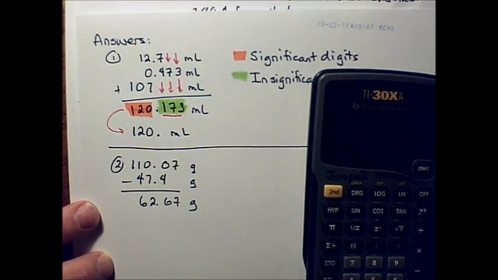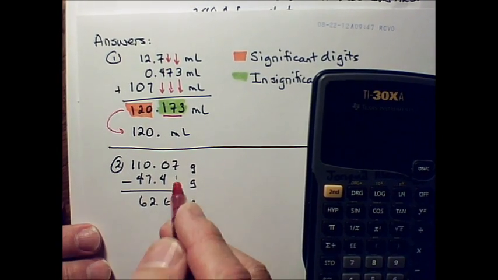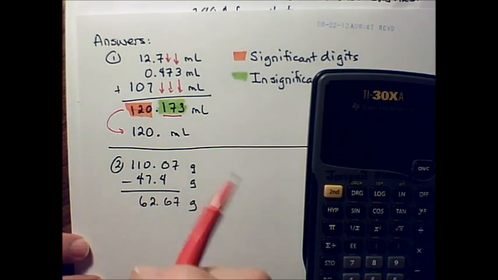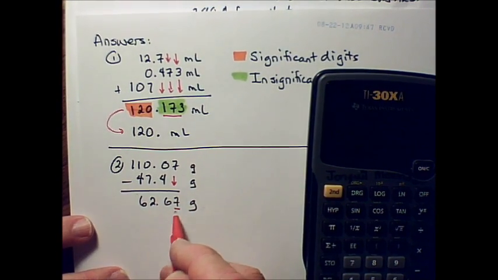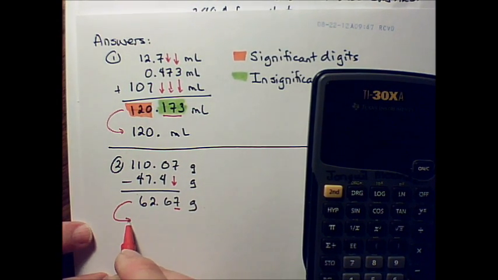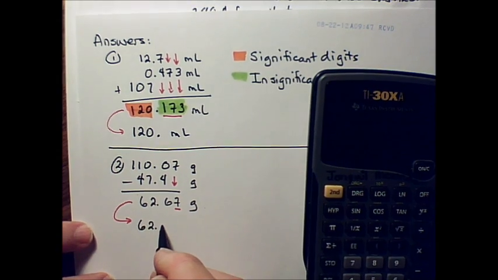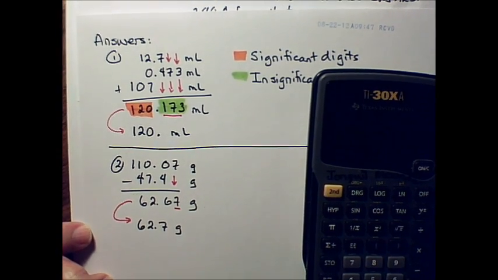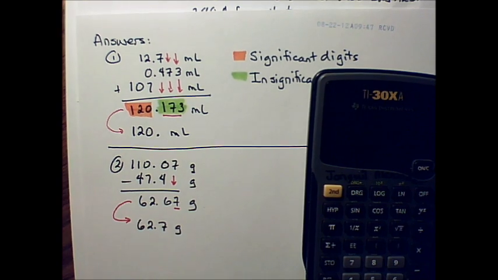62.67 grams. And we have one empty slot here above the 7, or between the two 7s actually. So that means this is the only insignificant digit. We're going to round off, and we're going to show it rounding off by using an arrow. And because this is a number that is 5 or larger, this digit gets rounded up. Good. So our answer then is 62.7 grams.